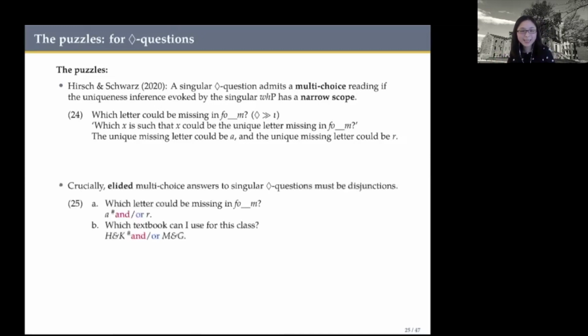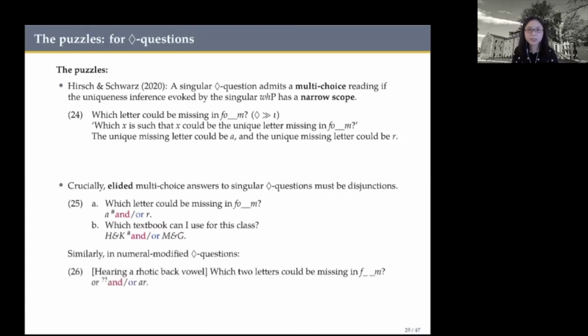If we look at elided answers, there will be a very interesting contrast. Elided multi-choice answers to singular diamond questions must be disjunctions. Which letter could be missing in FO_M? Good to say A or R, but not good to say A and R. Similarly, which textbook can I use for this class? Good to say Hammond-Kreiser or Median Grammar. Bad to say Hammond-Kreiser and Median Grammar. And the same contrast holds with numeral modified diamond questions.